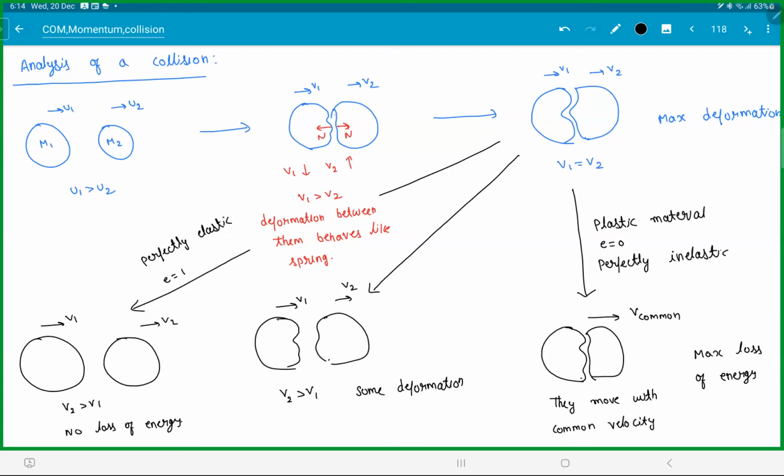Arjun, Aditya, clear with this? Swastika, Abhinav, yes, Vidyut, Ali.